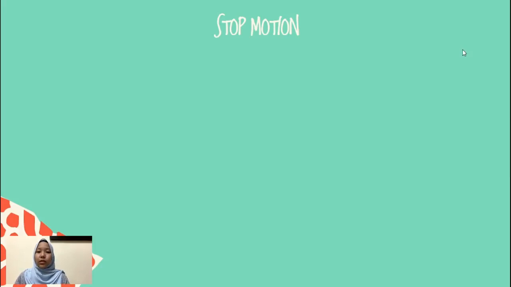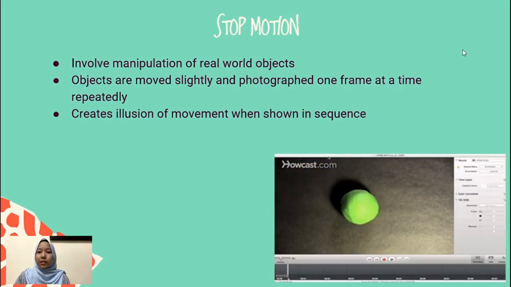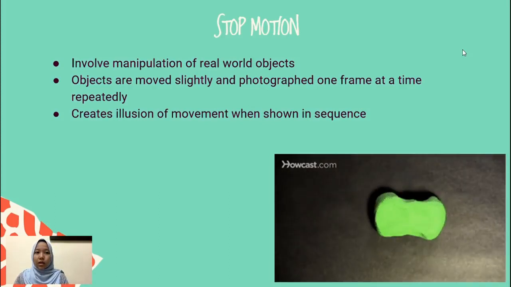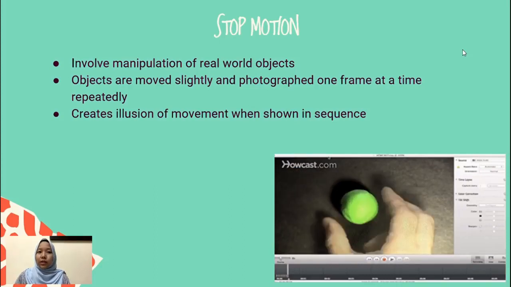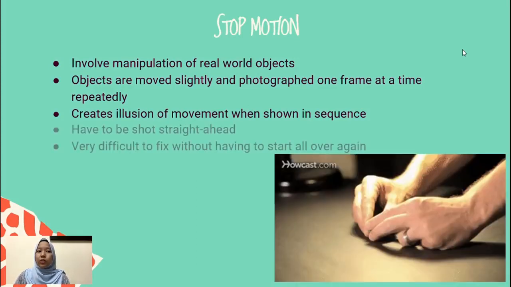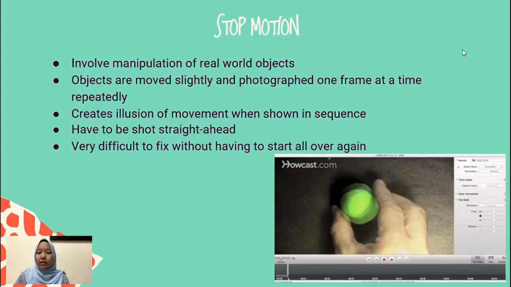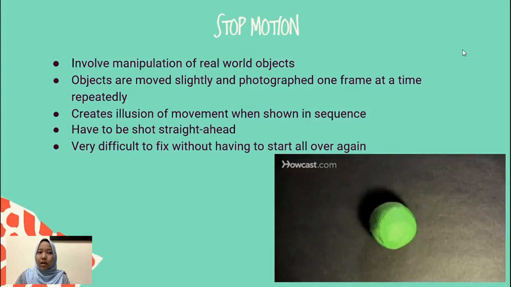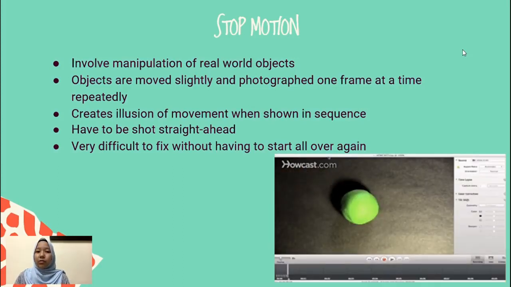Next is stop motion. Stop motion is a special form of animation where it involves manipulation of real-world objects. It is done by taking a photo of an object, then moving it just a little bit, then taking another photo. The process is done repeatedly. When the photos are played back one after another, it creates an illusion of movement. Stop motion needs to be shot straight ahead all the way through the end of the scene. If a mistake is made on one frame, it's very difficult to fix it without having to start all over again. Unlike in 2D animation, if a mistake is made, the frame can be redrawn by the animators.